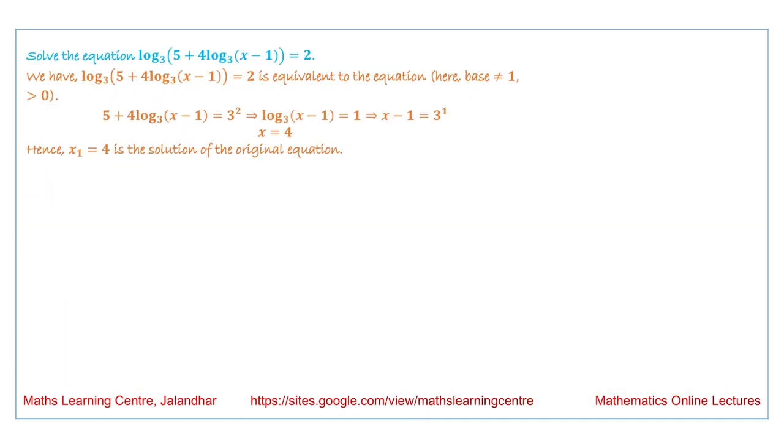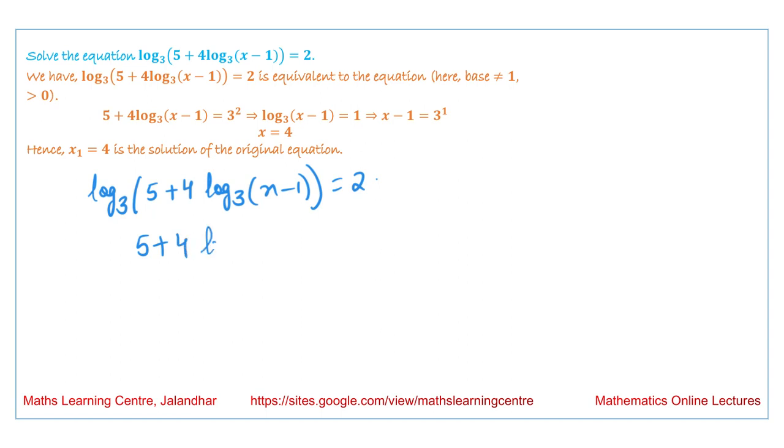Next, solve this equation. We are writing log base 3 of 5 plus 4 log base 3 of x minus 1 is equal to 2. If we take the exponential function over here, the base is 3 and the power is 2, so this is equivalent to 3 raised to the power 2, that is equal to 9.